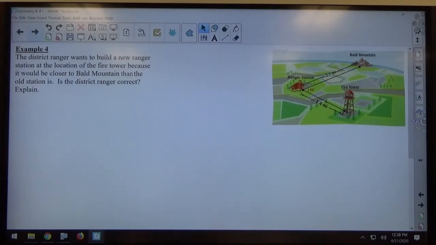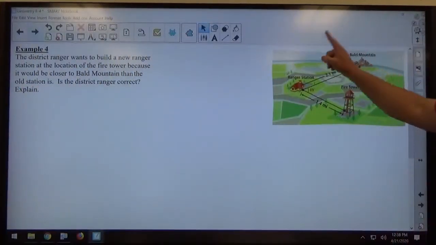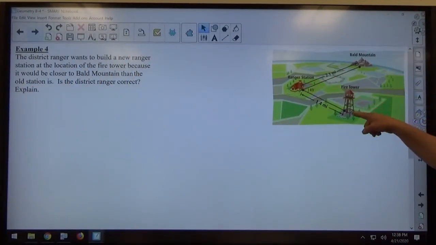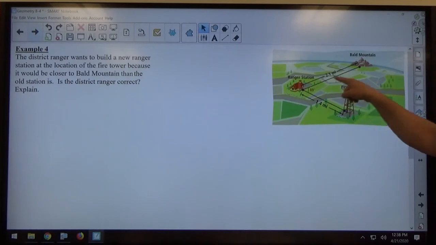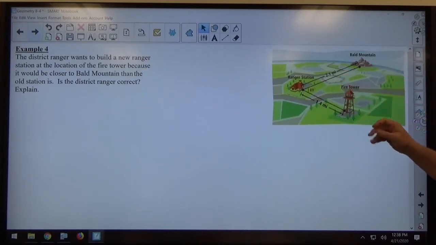Okay, for example 4, it says the district ranger wants to build a new ranger station at the location of the fire tower. So if we take a look at the picture, currently the ranger station is here. He wants to build it here where the fire tower is because it would be closer to Bald Mountain. So currently the ranger station that's currently there is 2.1 miles from Bald Mountain. He's saying if we put the ranger station here that the location will be closer to Bald Mountain.